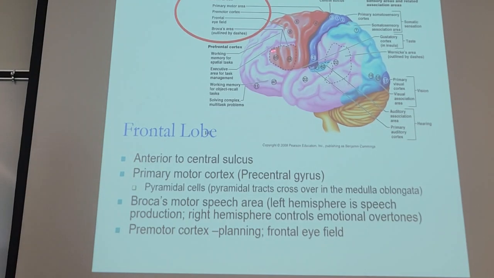Now, other areas in the frontal lobe include numbers 45 and 44 in the picture, the dotted area called Broca's area. You have that on either side of the brain, so you have a left and a right.